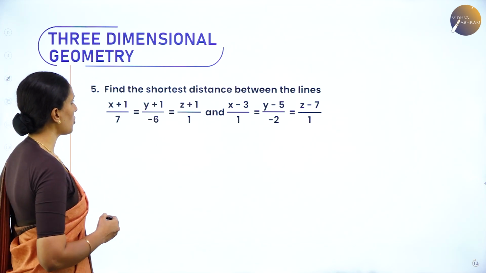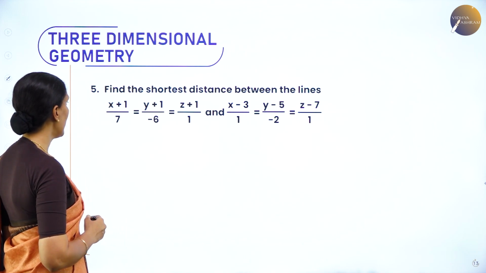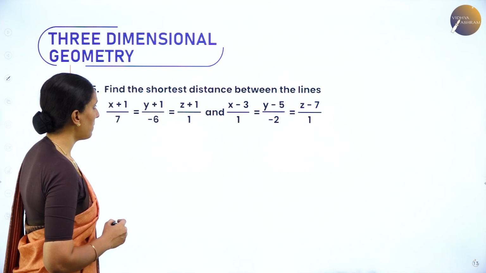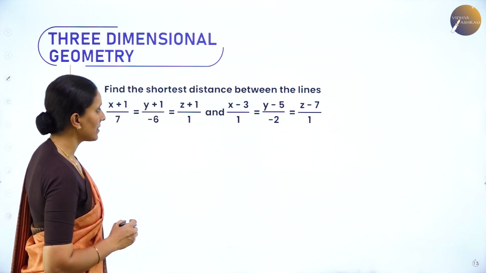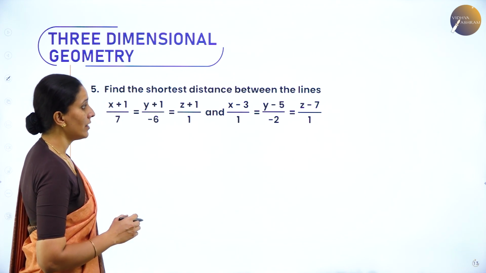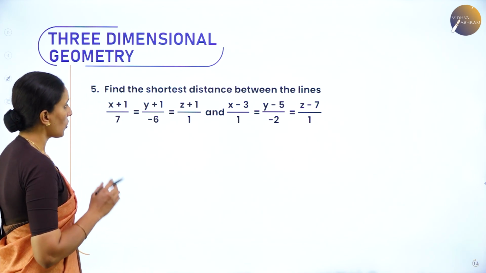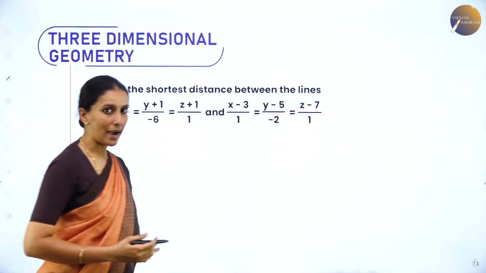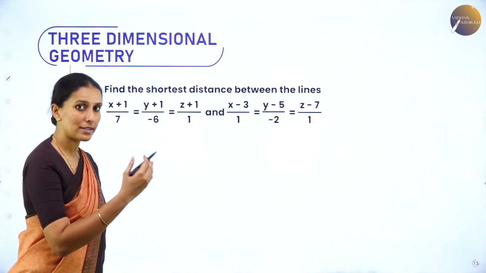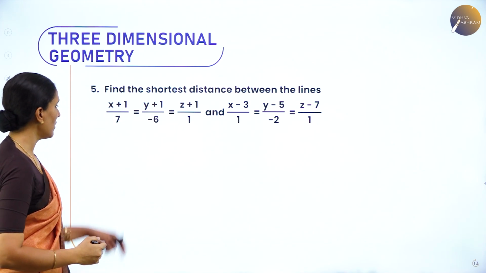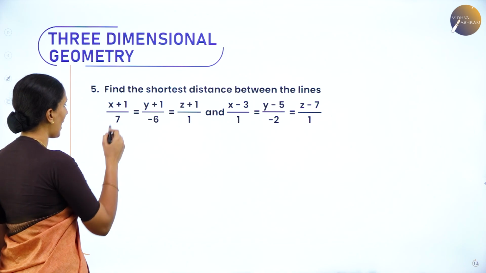Next, find the shortest distance between the lines (x + 1)/7 = (y + 1)/(−6) = (z + 1)/1 and (x − 3)/1 = (y − 5)/(−2) = (z − 7)/1. Clearly, by looking at the equations, the second equation is in the standard form, x minus x1 by a. But here we have plus in the first equation. First, let us reduce this into the standard form.